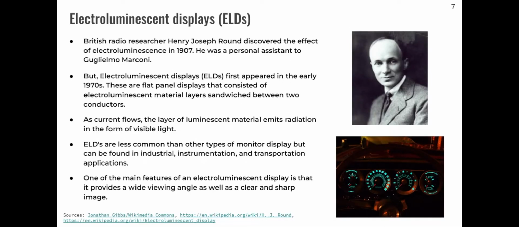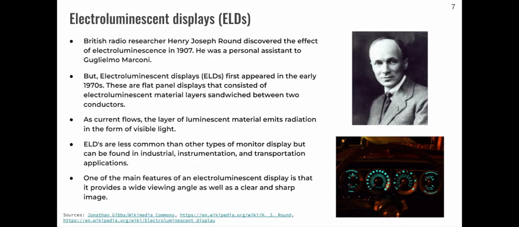So moving on, we have the electroluminescent displays, or ELDs. British radio researcher Henry Joseph Round discovered the effect of electroluminescence in 1907. But electroluminescent displays first appeared in the 1970s. These were a type of flat panel display created by sandwiching a layer of electroluminescent material such as gallium arsenide between two layers of conductors.